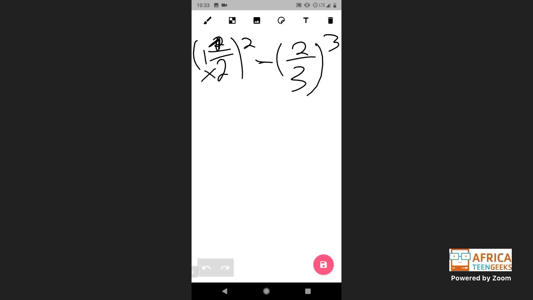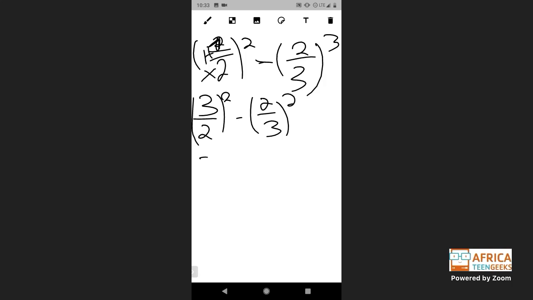So let's do this. 2 multiplied by 1 plus 1, and that will give us 3 over 2. We still have our brackets, remember. Subtract, this is our second step, right? And this one stays the same, 2 over 3 to the power of 3. We are done converting, so now let's break it down.